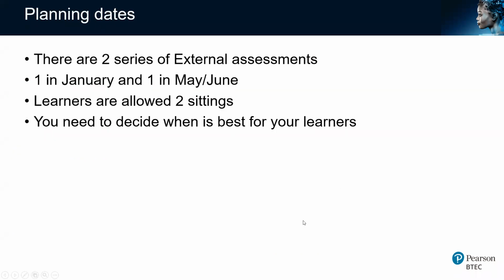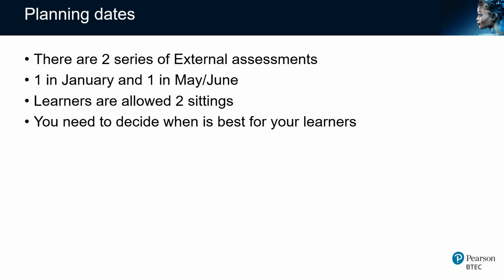For both of the units, there are 2 series of external assessments. Your learners have access to an exam in January and have access to an exam in June. A slight change since the slides were made. Once they've sat their exam and you've got the results, the students can resit that exam. And currently, although always check the advice for the academic year you're delivering in, students can have 2 resits. So they can attempt their first attempt and then they can have 2 resits after that.